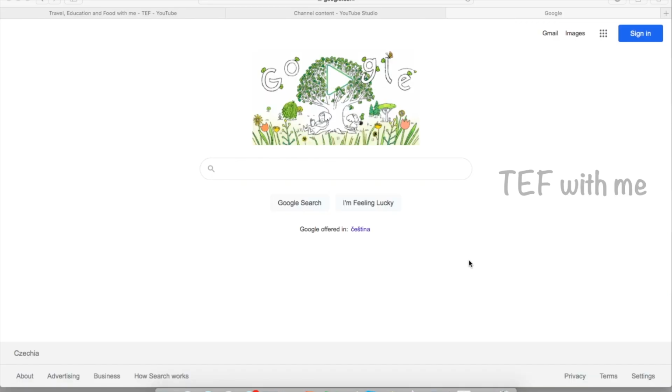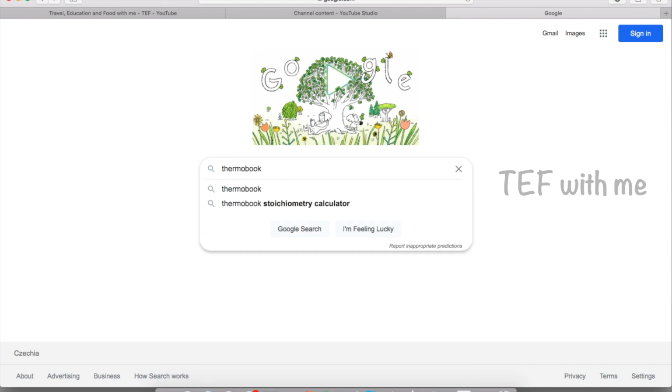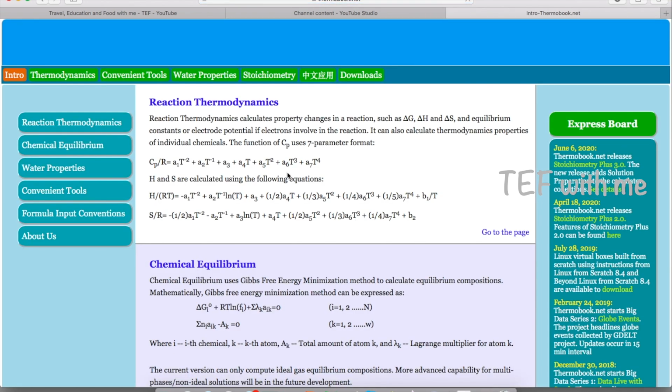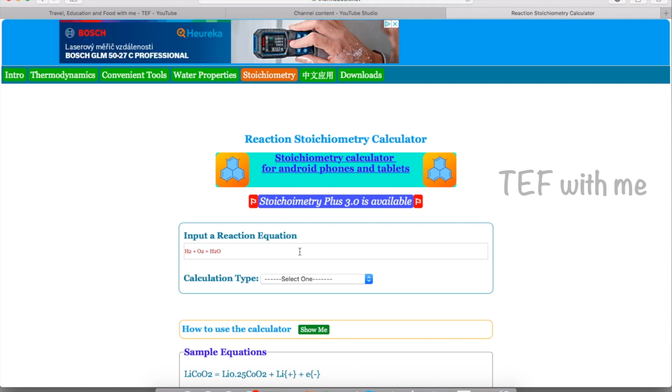Now I will tell you how to calculate the stoichiometric equation in a simple manner. For that, first we have to open Google, and there is a website known as Thermobook. I am opening that website. In this website you have to choose stoichiometry, and after choosing stoichiometry you have to choose the reaction stoichiometry calculator.